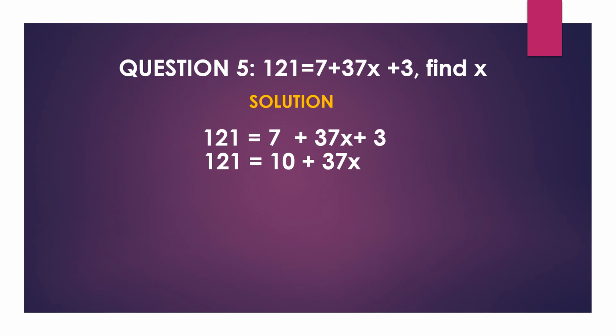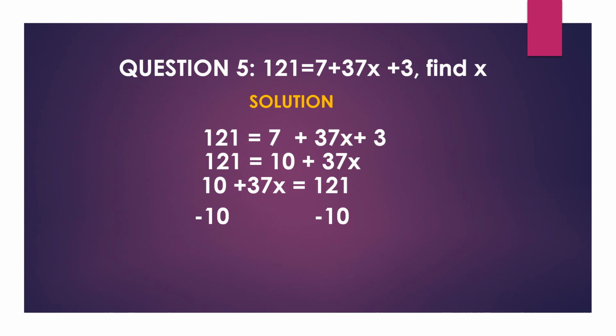Now we can rewrite it such that the unknown remains at the left hand side. We have 121 equals to 10 plus 37x, which is the same thing as 10 plus 37x is equal to 121. Remember our rule, we said the unknown must be at the left hand side alone. Now for it to be so, we have to regroup. Now what are we regrouping? We are regrouping with 10. So minus 10 from both sides.